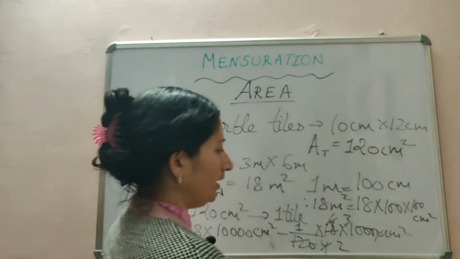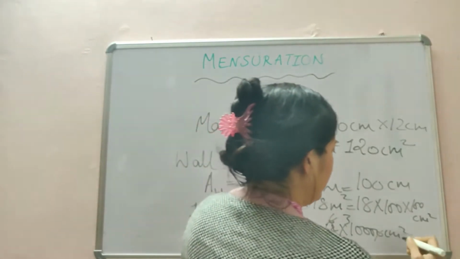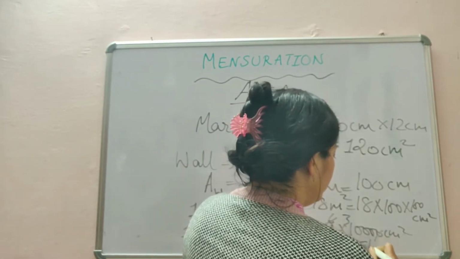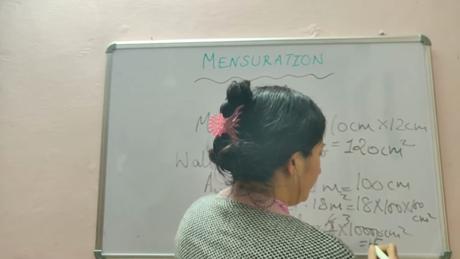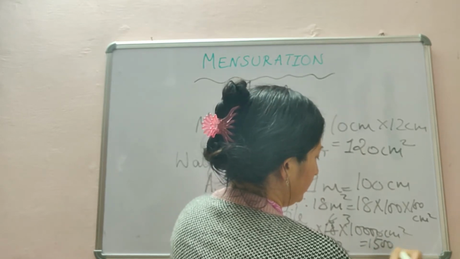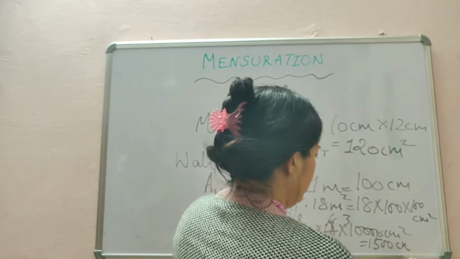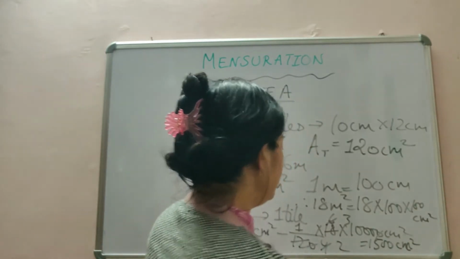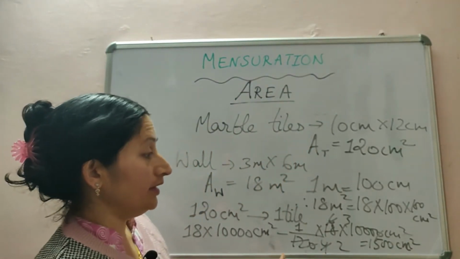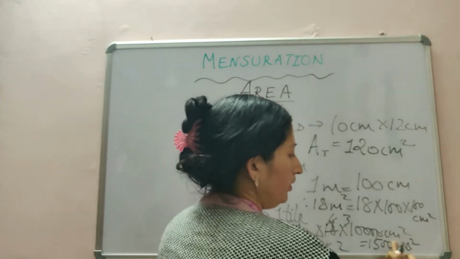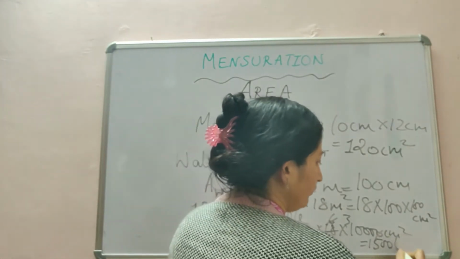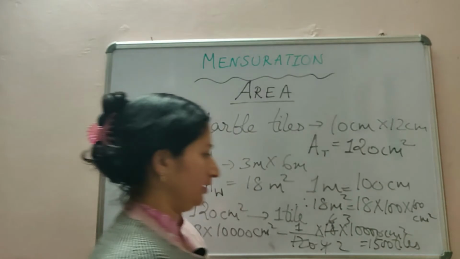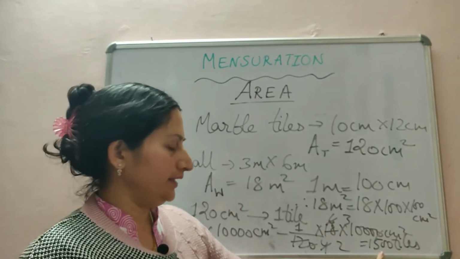So it's coming out as 1500 centimeter square. 1500, it's not centimeter square because centimeter squares will cancel, so 1500 tiles. So we will put 1500 tiles.